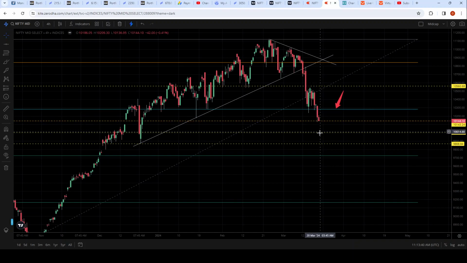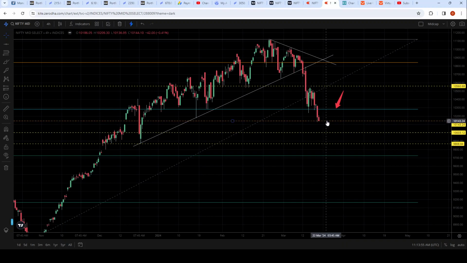If this breaks, the next support is at 10,000, and below that it's at 9868, and then there's a very strong support at 9720. All right, over here.